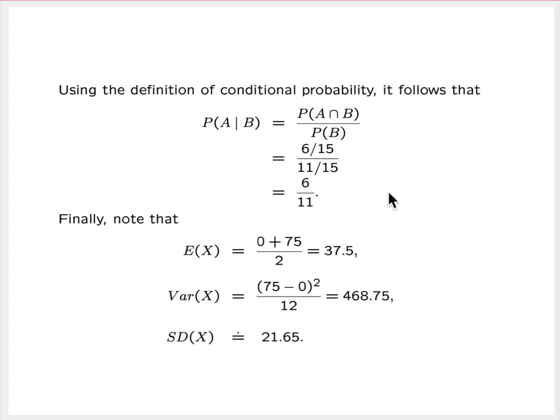Okay, and then finally, we could answer questions like, what is the expected distance at which a car would break down? Well, if x is uniformly distributed from 0 to 75, then the expected value of x would be 0 plus 75 over 2, or 37.5. So that's the expected distance. If the car is going to break down, that's the expected distance at which it would break down.